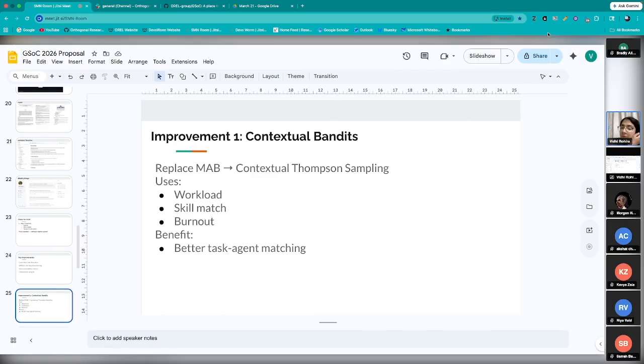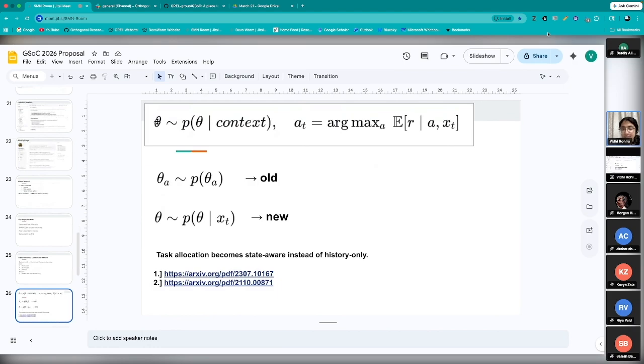So the first improvement is contextual bandits. Instead of just using multi-armed bandits, we can use contextual Thompson sampling. It uses workload, skill match, and burnout, and the benefit is better task-agent matching. Basically, this is the formula over here, where theta is the probability of some theta with some context, and a_t over here is the maximum of this value.